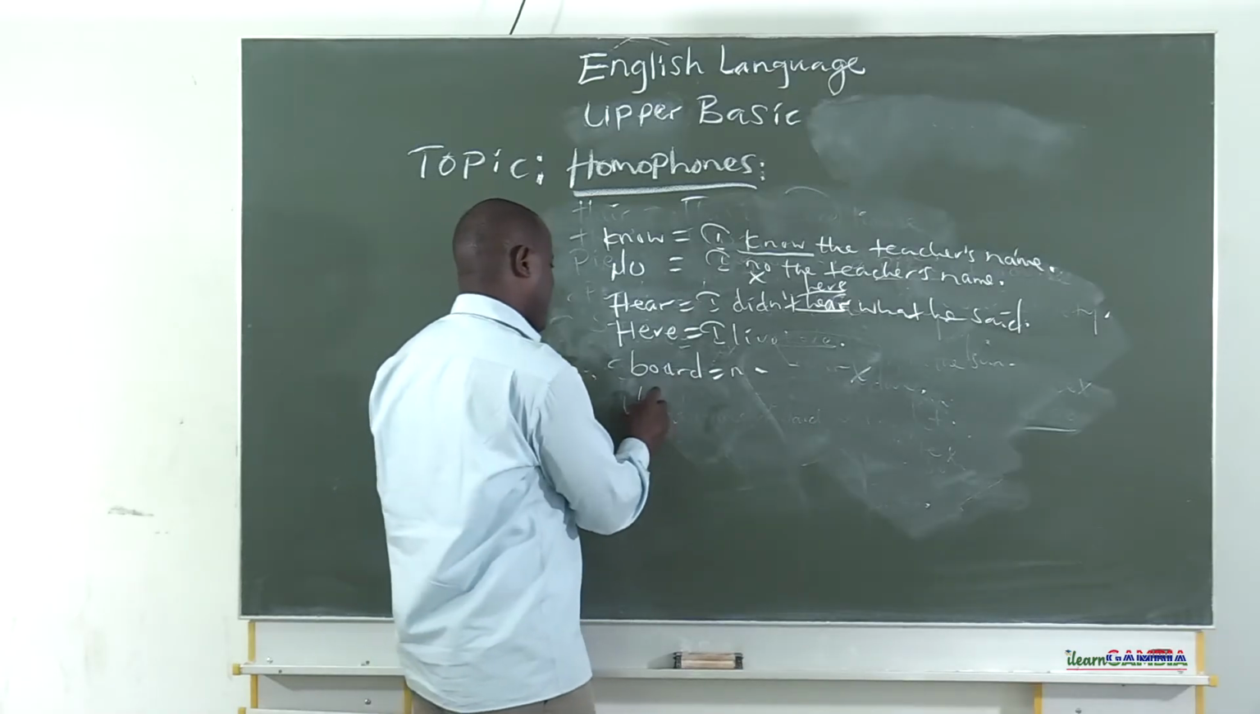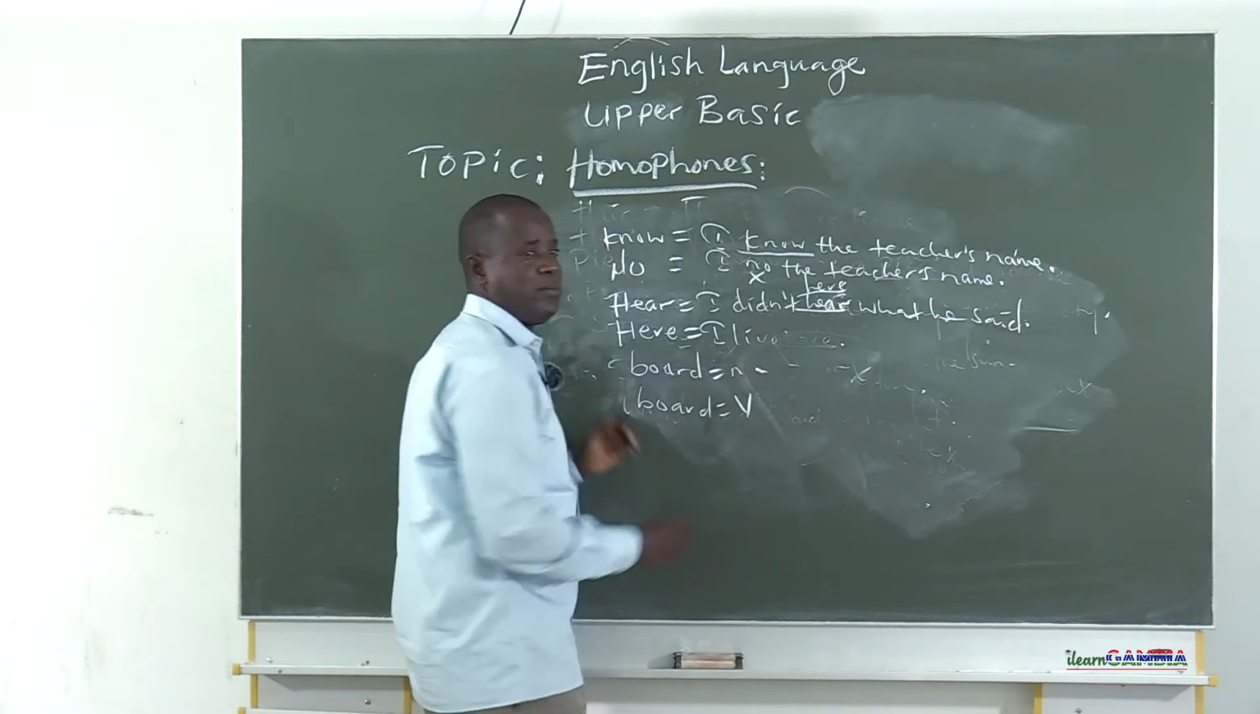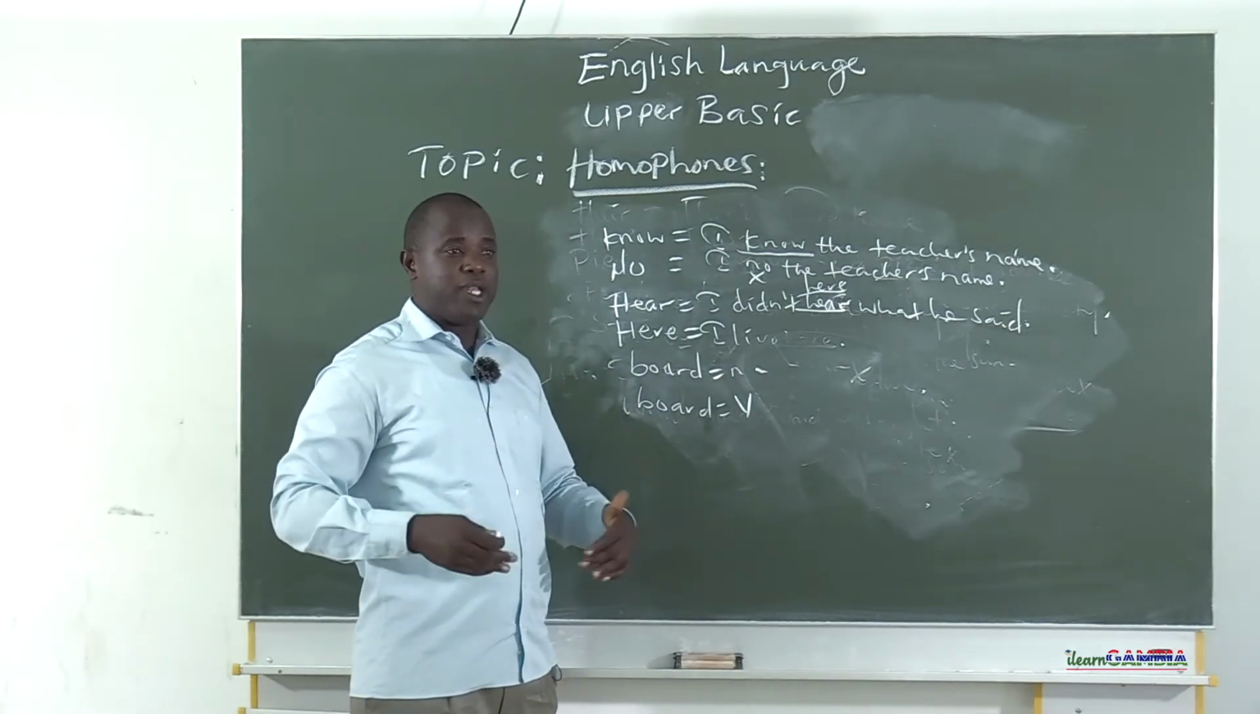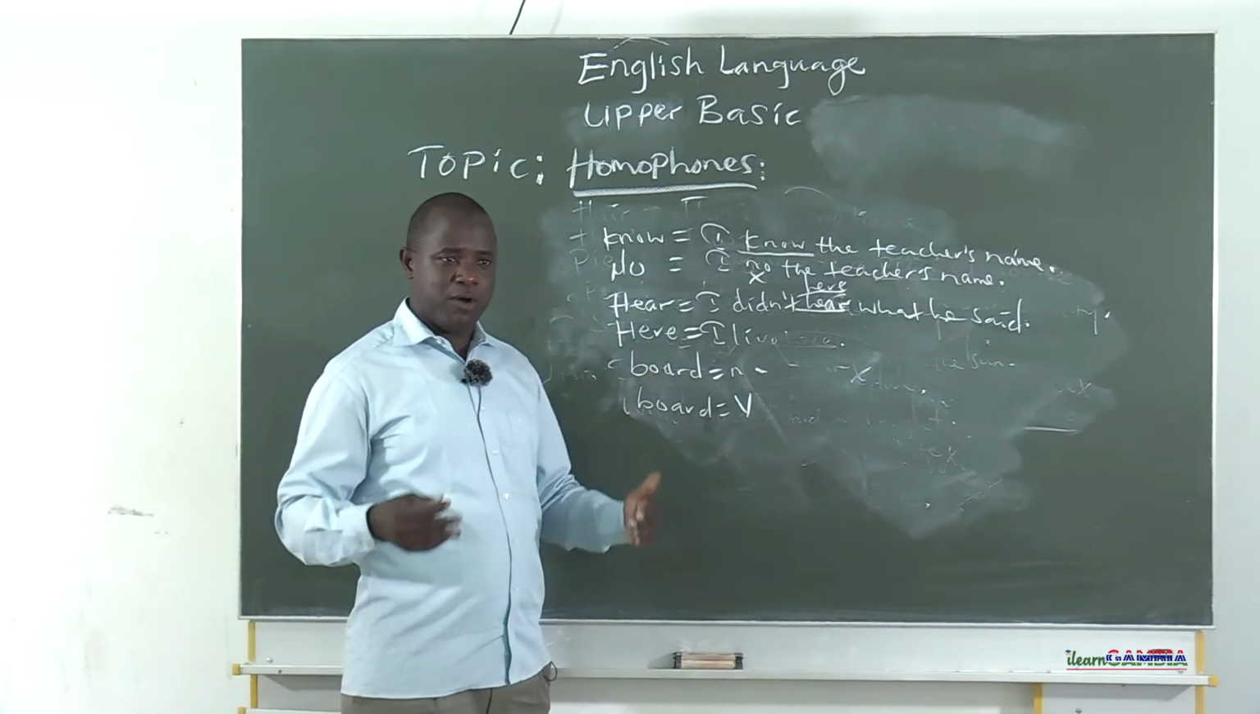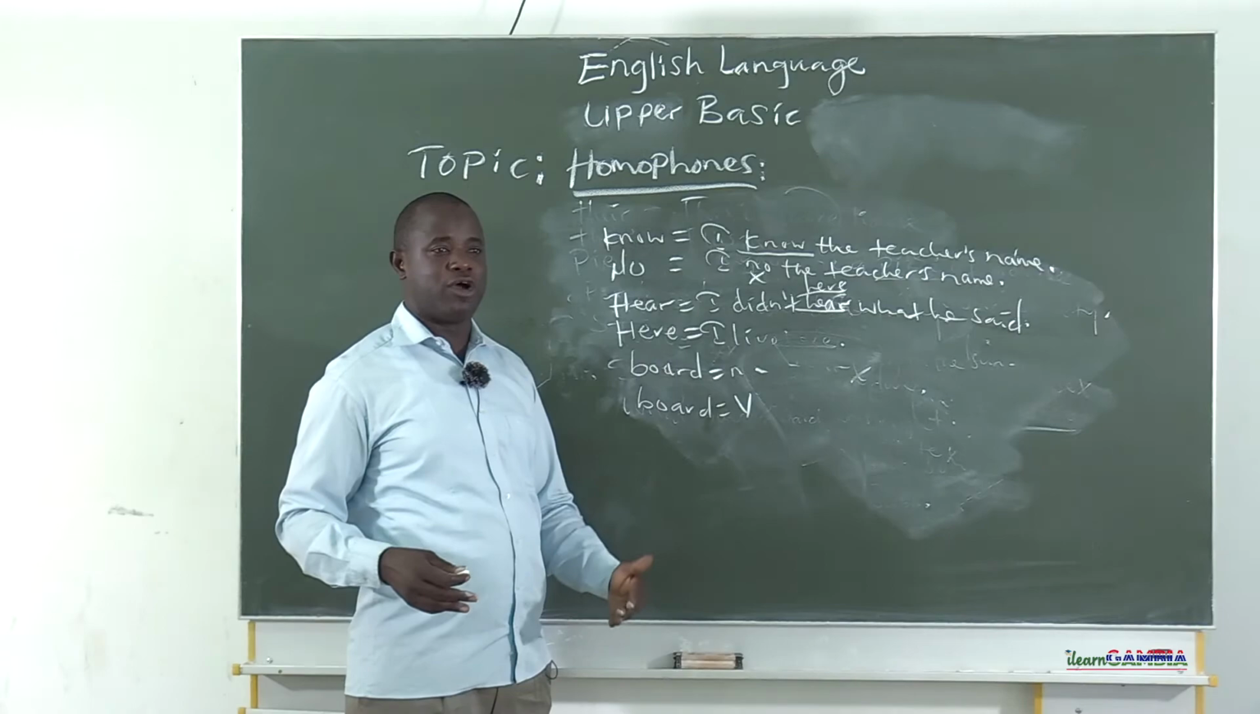But the other one, which is the verb form, is used to mean to get on. For example, we say passengers will be asked to board the plane in 30 minutes. I boarded a vehicle from Serekunda to Banjul. The other one, which is an adjective, refers to something boring, something uninteresting. For instance, I grew bored during the mayor's long speech. Or in the other way, we can say students were bored during the lectures because it was not interesting.